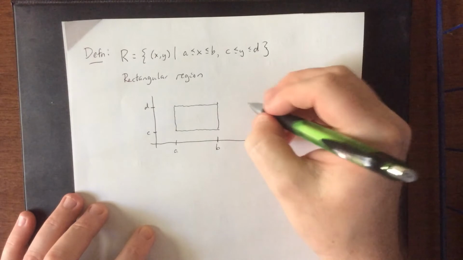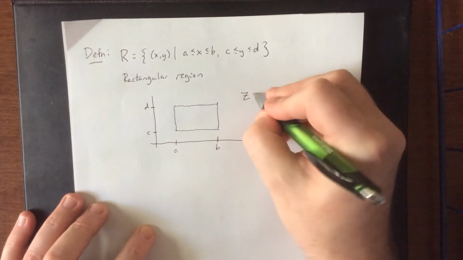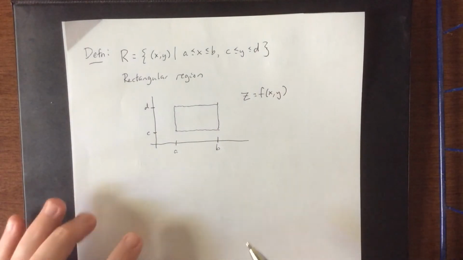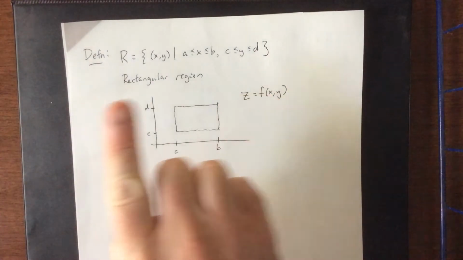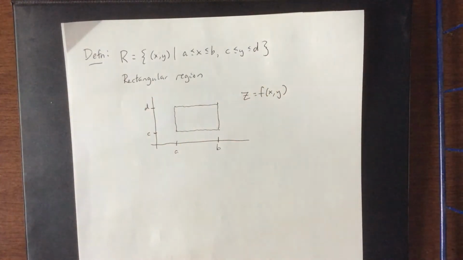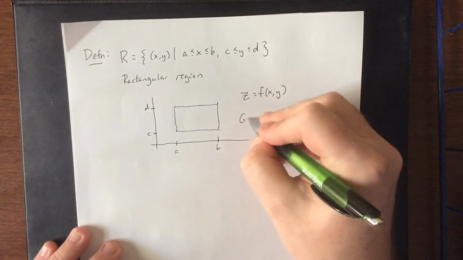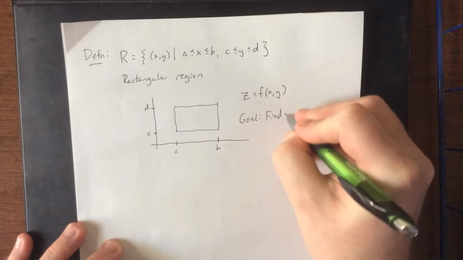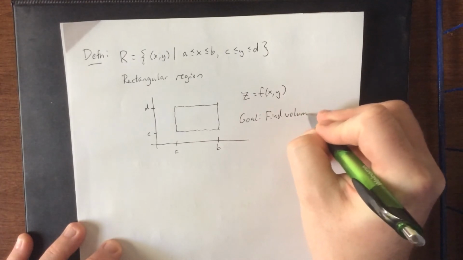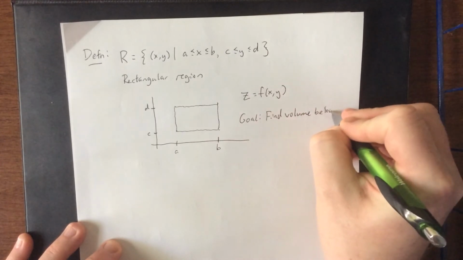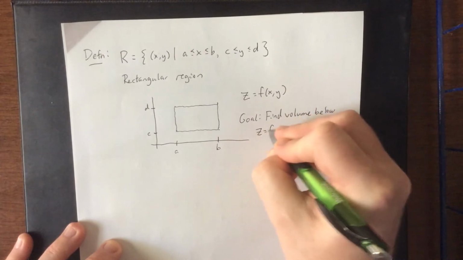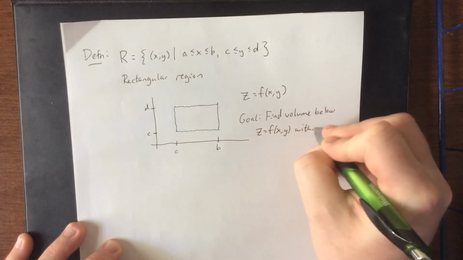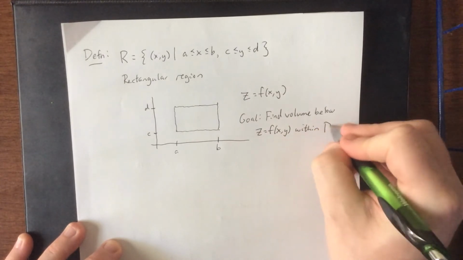Now imagine that we have a function z equals f of (x, y). Now this technically would be a surface that is above this region. Our goal is going to be to find the volume below z equals f of (x, y) within our rectangular region.